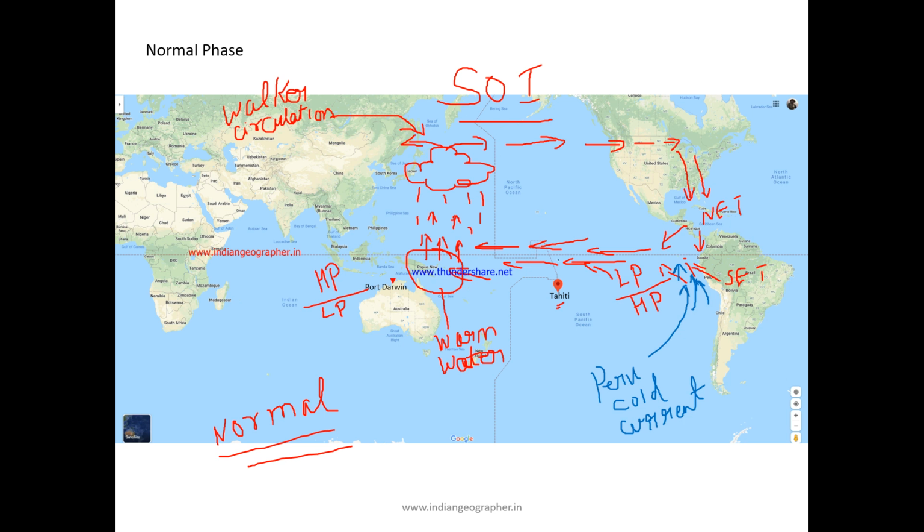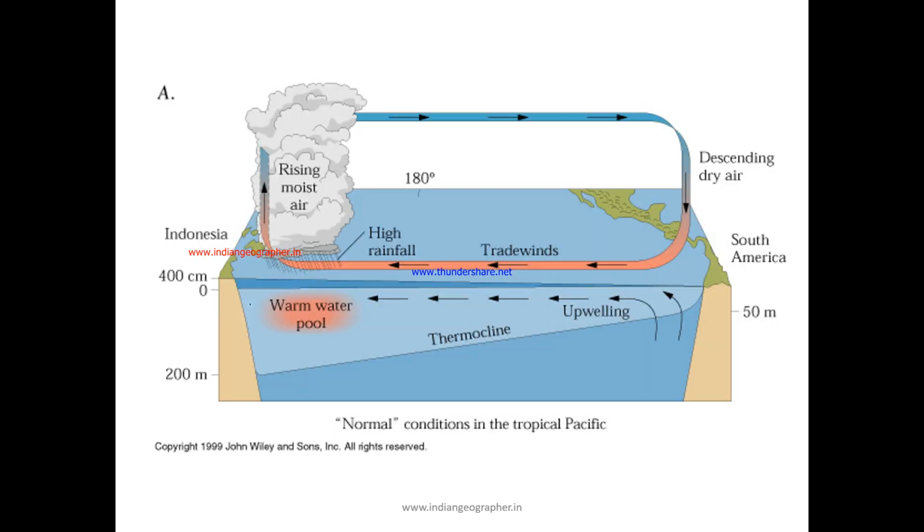So you have a Walker cell going on. The Walker cell, or the trade winds, result in pushing off water towards the Western Pacific, and that results in upwelling, and there is a cold current going on, right? So this is the normal way the Pacific Ocean behaves. Now, sometimes the trade winds are very strong, right?